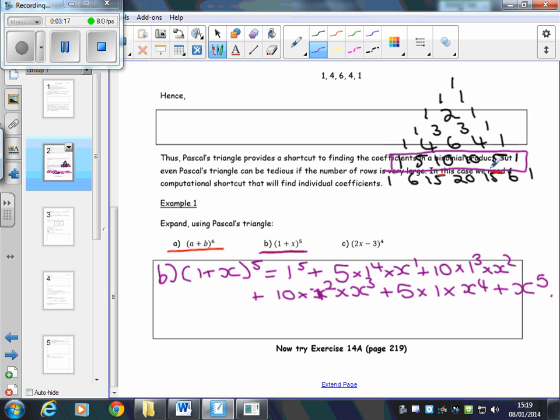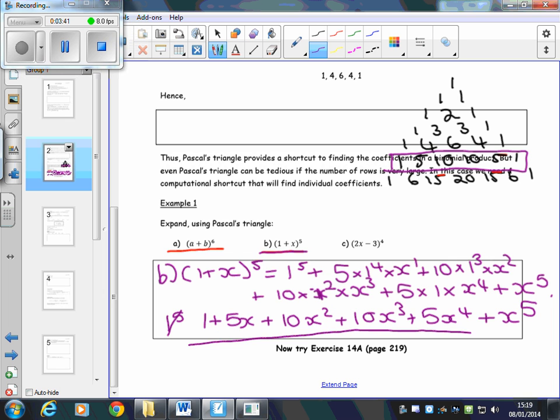Now, that means that when we've neatened this up, we get 1 to the power of 5, well, that's just 1, plus 5x plus 10x squared, plus 10x cubed, plus 5x to the power of 4, plus x to the power of 5. And that is a simplified version of (1 + x) to the power of 5 using Pascal's triangle.